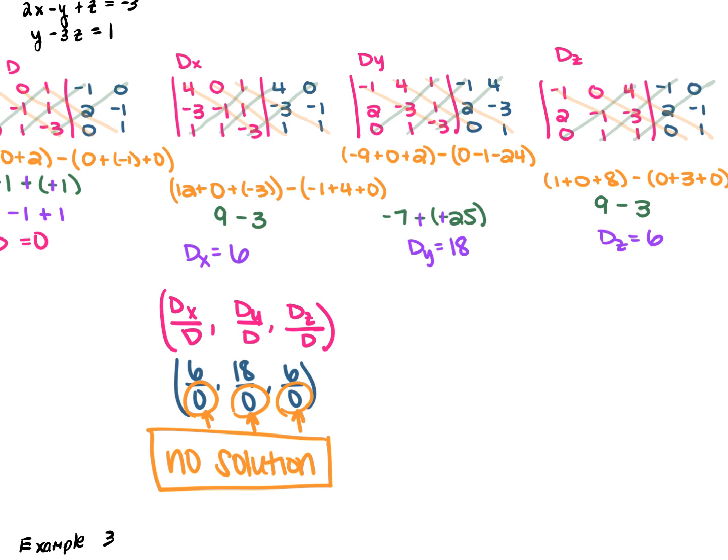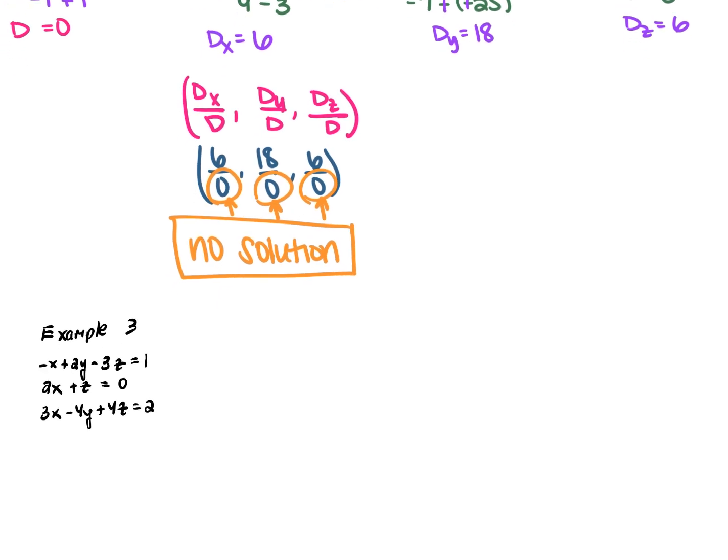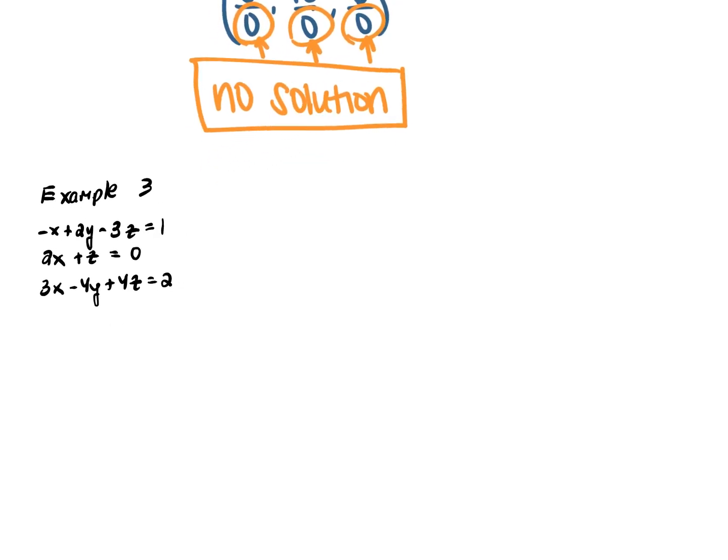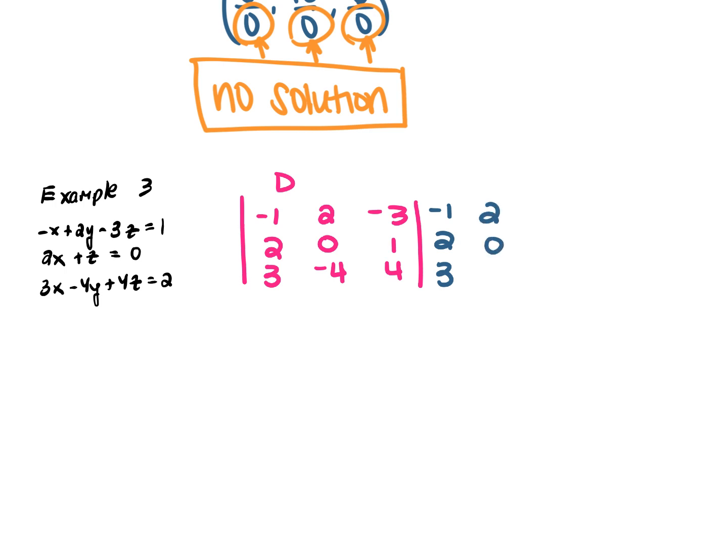automatically it's no solution. For your last example, you have negative x plus 2y minus 3z is equal to 1. 2x plus z is equal to 0. And 3x minus 4y plus 4z is equal to 2. I'm going to start this one by finding d first. By finding d, I'm going to use negative 1, 2, 3, 2, 0, negative 4, and negative 3, 1, 4. I'm going to rewrite the first two columns, so negative 1, 2, 3, and 2, 0, negative 4.